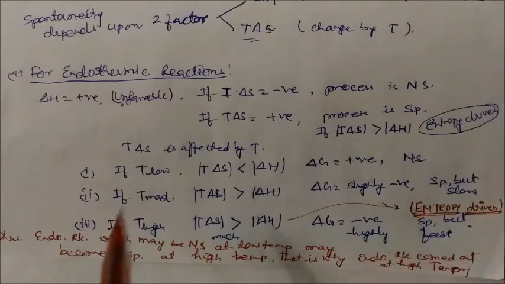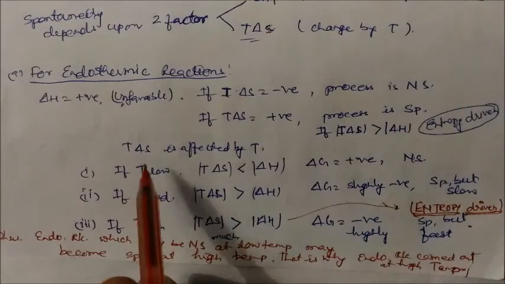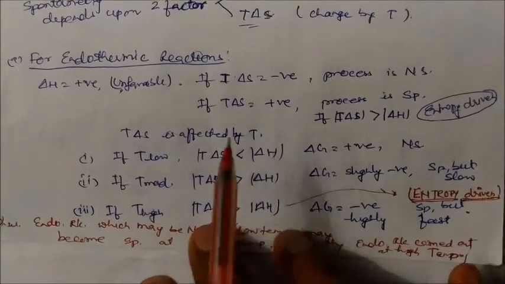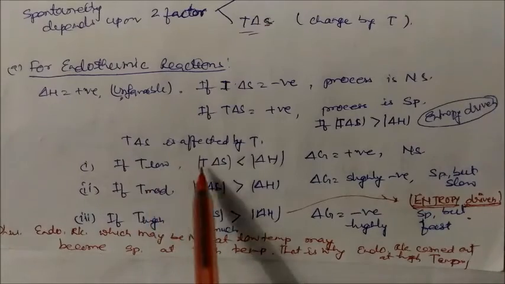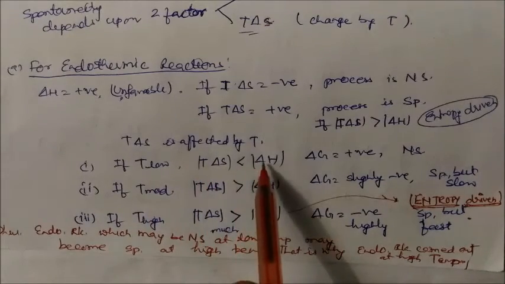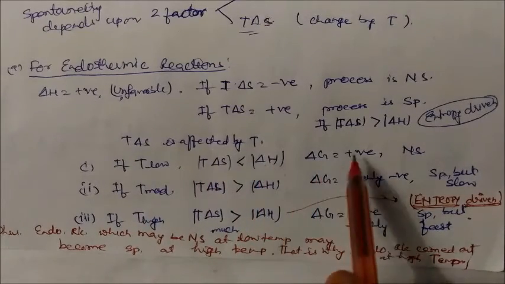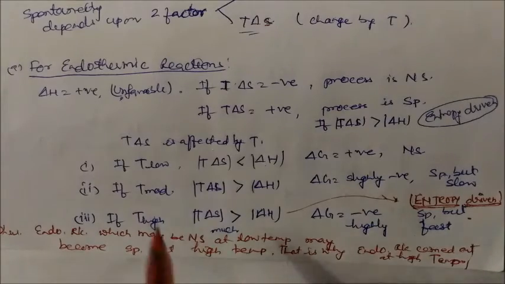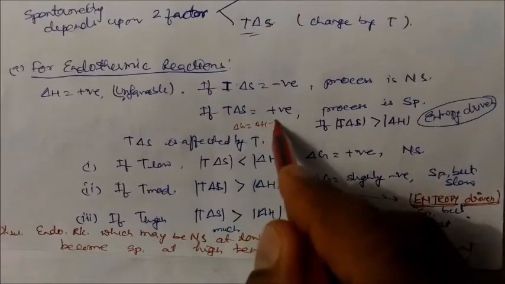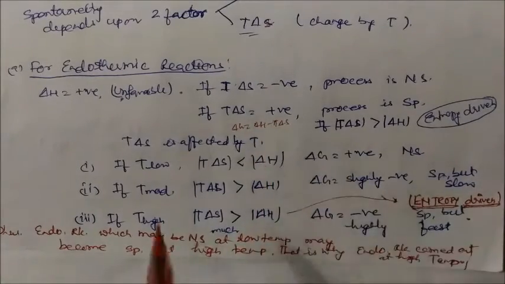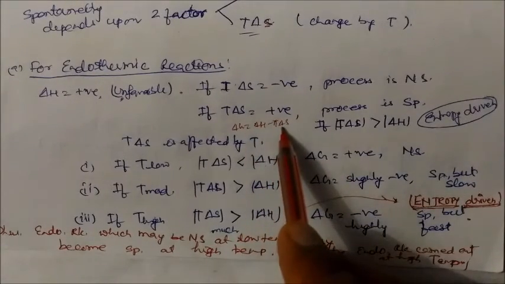And let us see how T delta S is affected by temperature. There are three conditions for this one. If temperature is low, then T delta S will become less than delta H. In this case, delta G will be positive. We have to use the equation delta G is equal to delta H minus T delta S. So definitely if this is very small, what will happen?